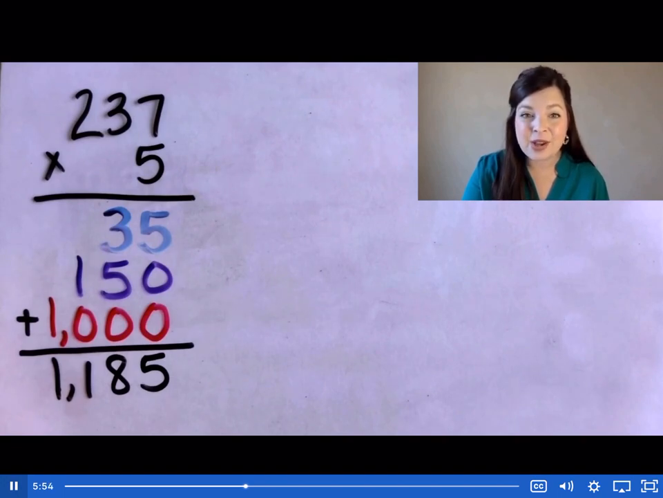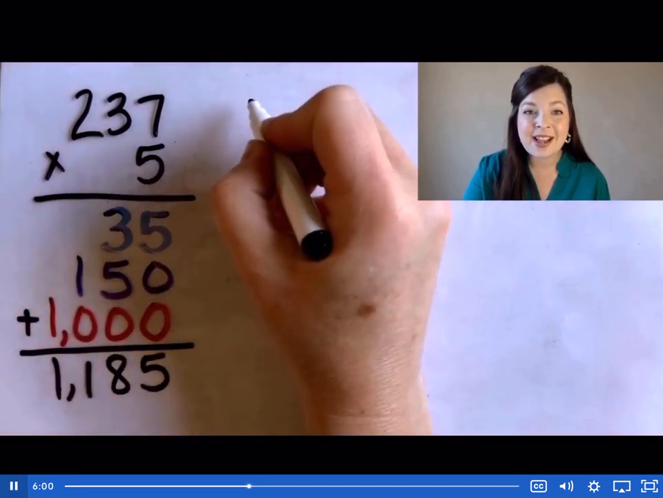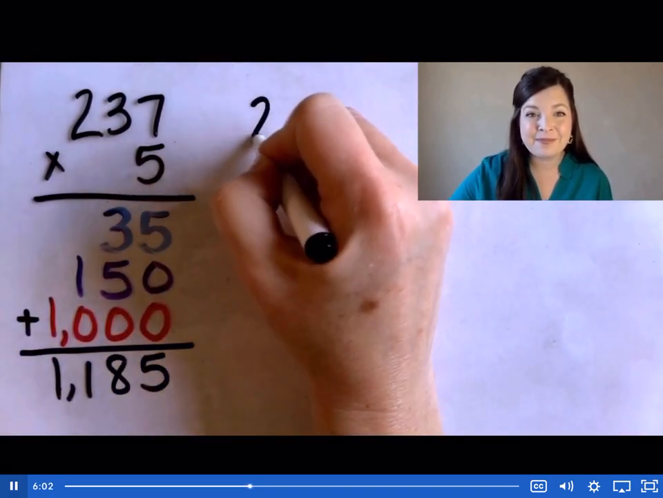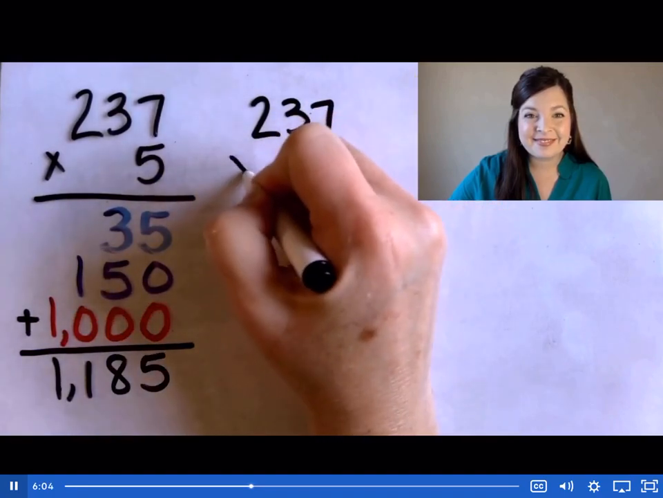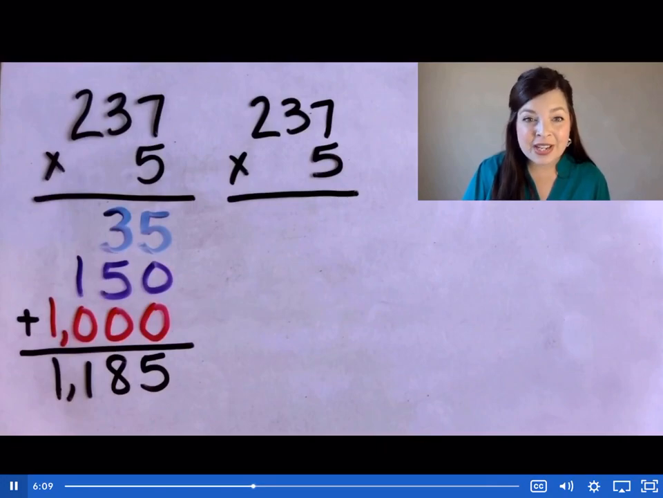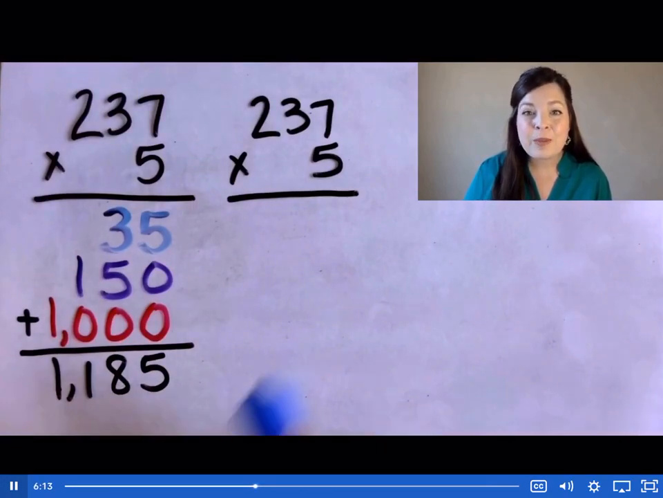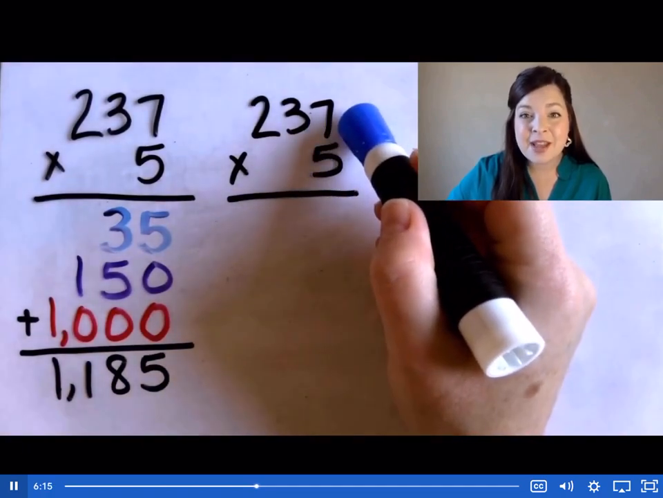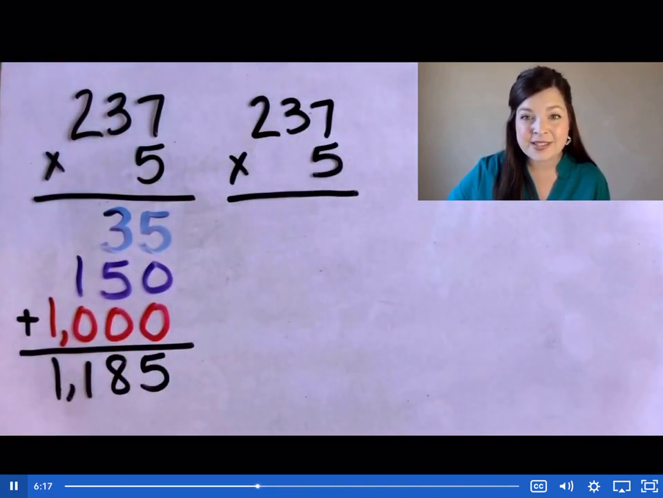Okay, now let's solve the same problem using the standard algorithm. So let's rewrite the problem vertically right beside our partial products way. Now, starting in the ones column, what do we do? We multiply 5 times 7 ones and get 35 ones. How did we record 35 ones in our partial products? Pause the video to explain.